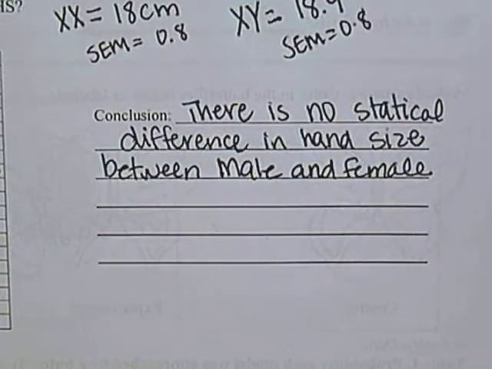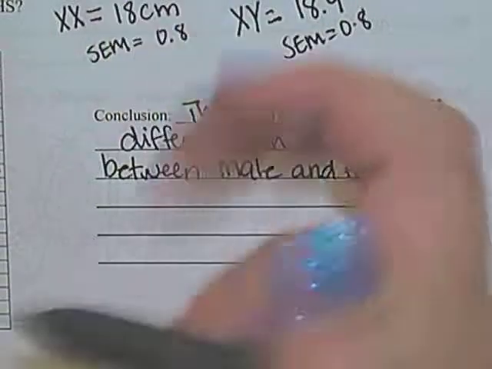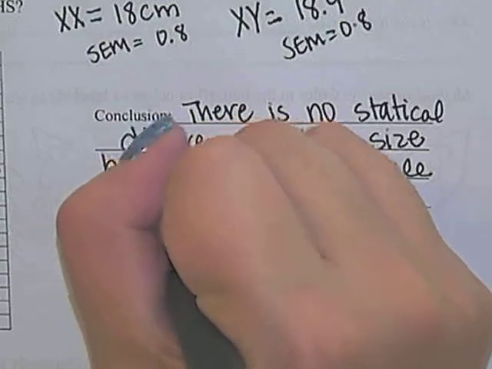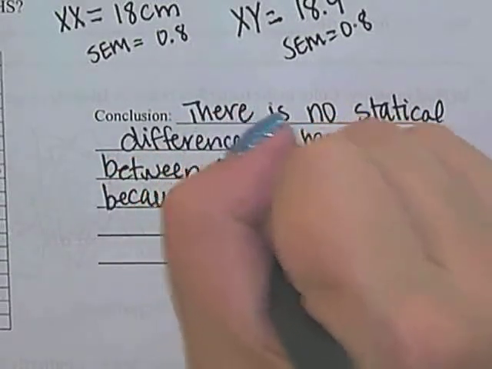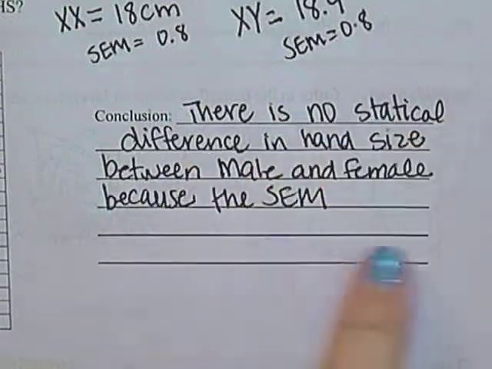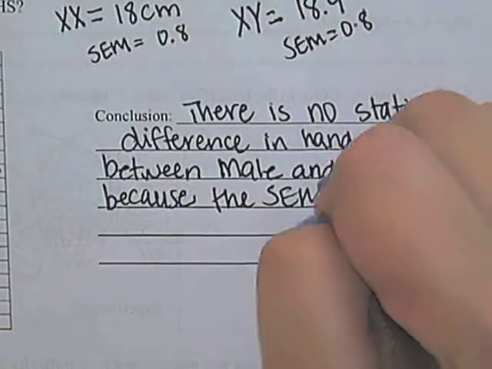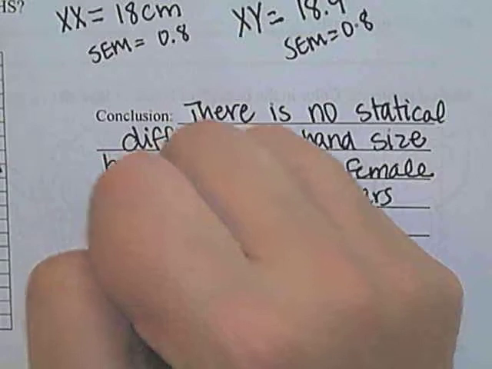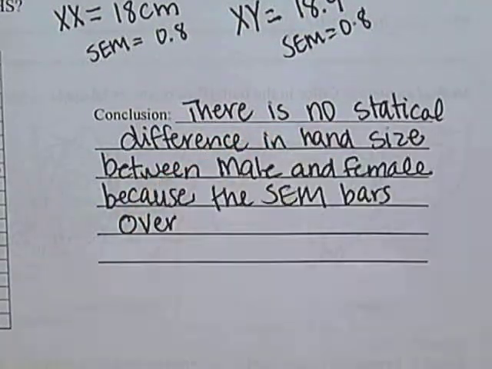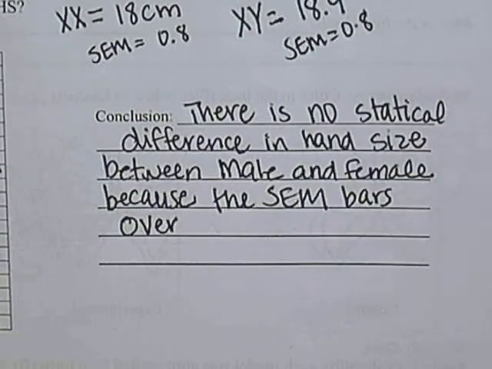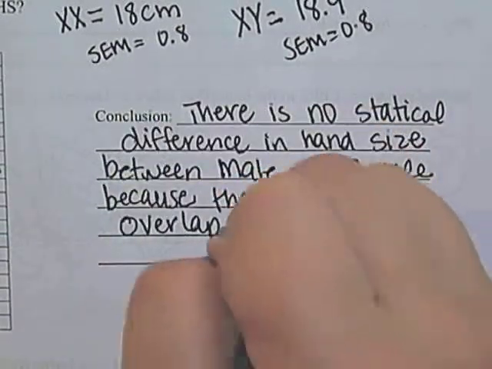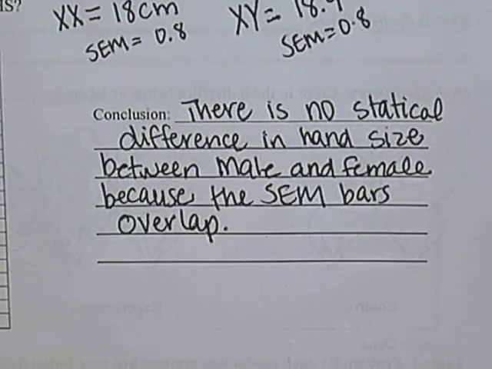And you need to justify this in your conclusion. You know there's no statistical difference because the SEM bars overlap. Please don't forget this sentence. It's very, very important. The SEM bars overlap. Okay, there's no statistical difference in the hand size between male and female because the SEM bars overlap. Make sure you include information about the SEM bars and make sure you include the information about statistical significance.